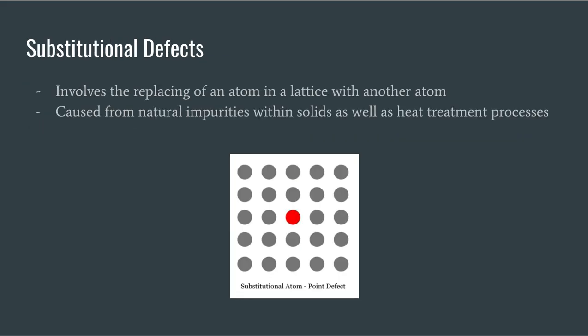And then last but not least, we've got substitutional defects, which involve the replacing of an atom in the lattice with another atom. This can be caused by natural impurities in solids, as well as heat treatment processes for things like alloys and such.